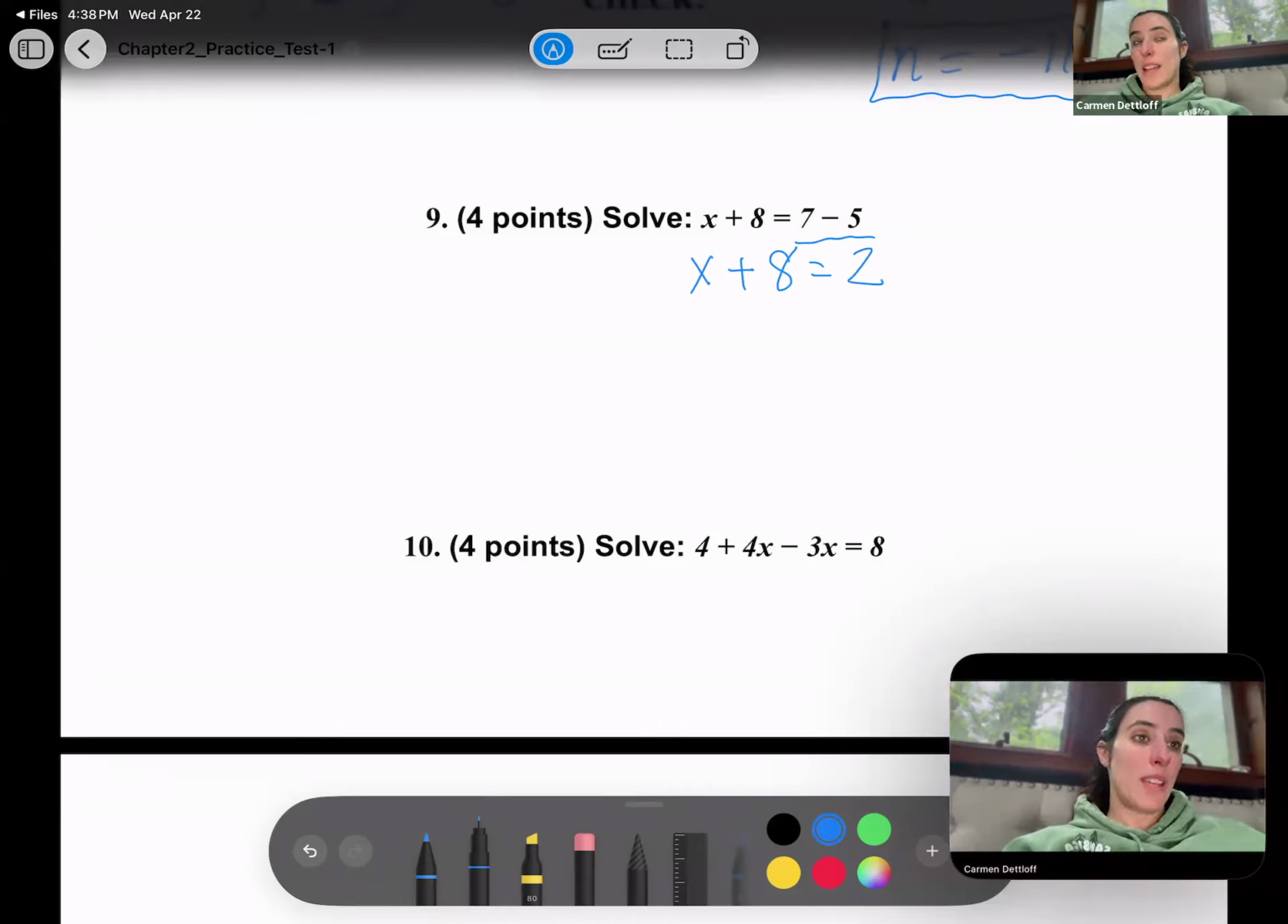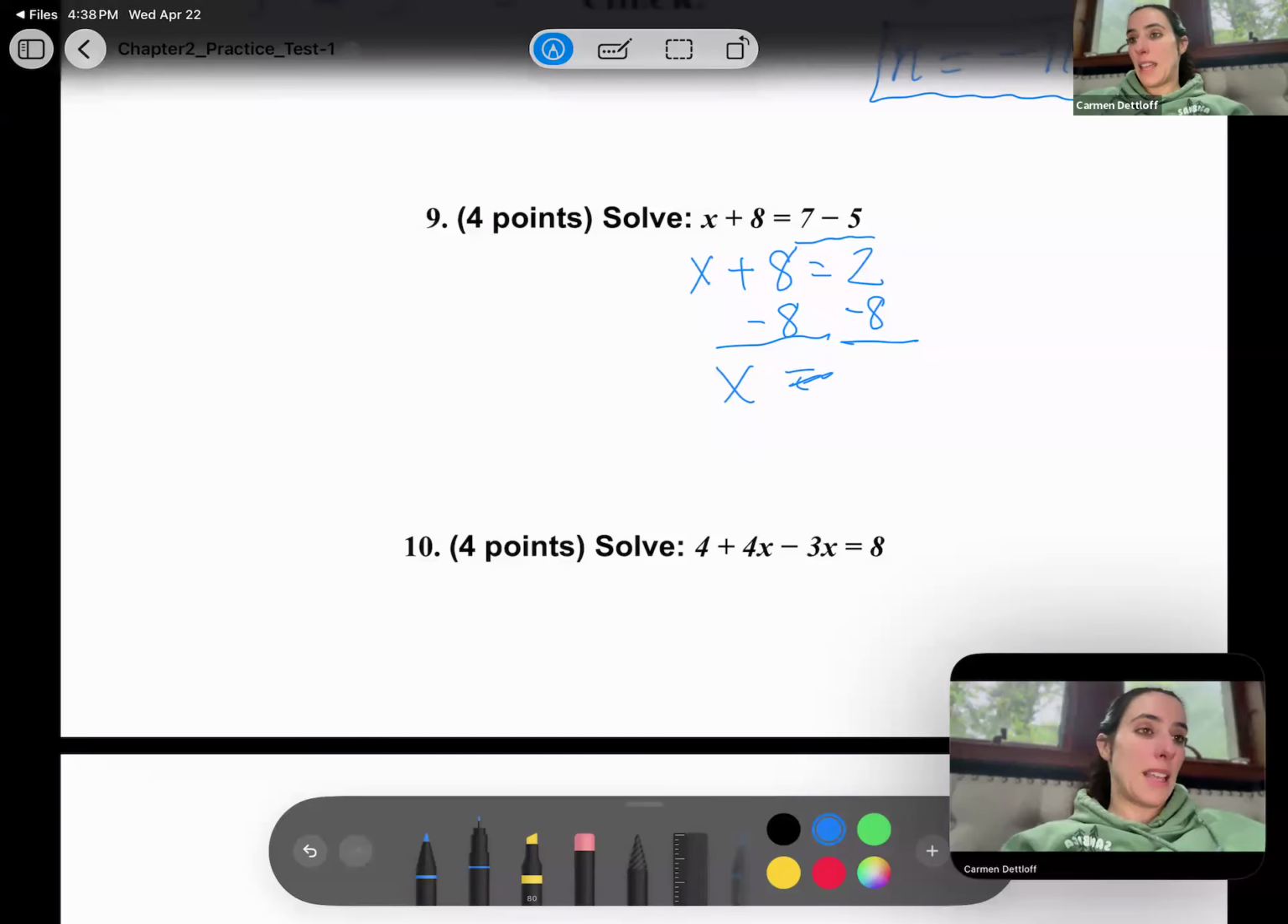And now I want to get x all by itself. So I want to do the opposite of adding 8. So I'm going to subtract 8 from both sides. And I get x equals 2 minus 8, which gives me negative 6.